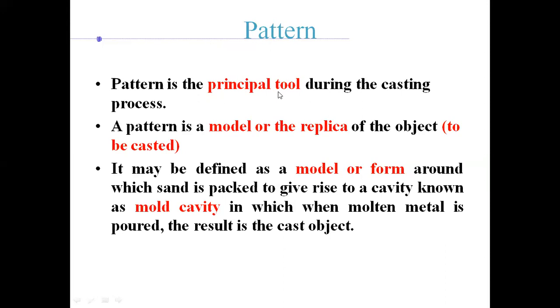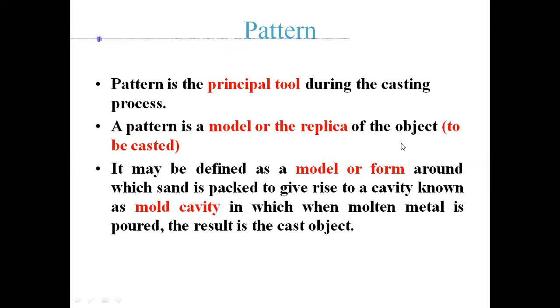Pattern is a principal tool during the casting process, right? Without that, we cannot make the mold cavity. Pattern is a model or the replica of the object. We can call it either the model or the replica of the object to be casted. We're calling it replica and not the exact thing because, as I said, the size would vary depending on the allowances you are keeping. So it's a replica, the shape would be same.